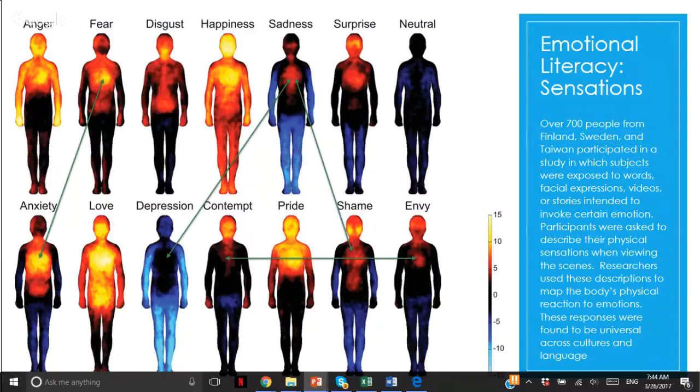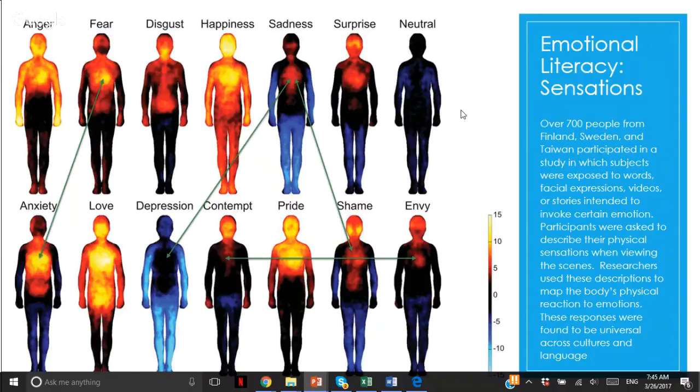It could have been people sitting in a horse carriage, people at a wedding, or people at a funeral, something like that. Then they asked the participants what sensations they were feeling in their body, or where they felt certain sensations. And then on top of that, they would monitor the person. So this is the chart that they developed.